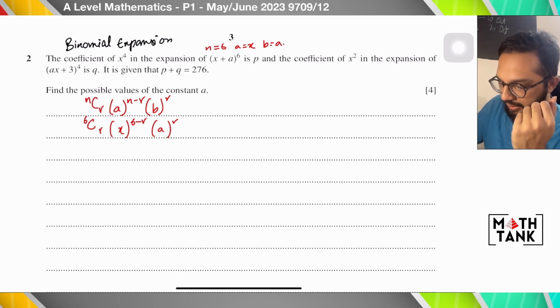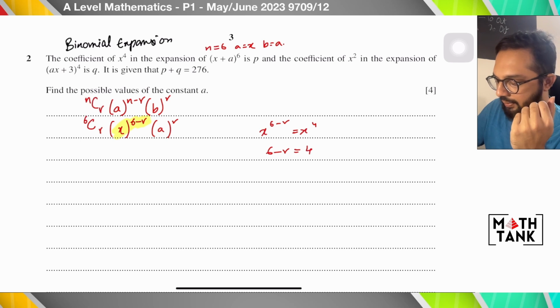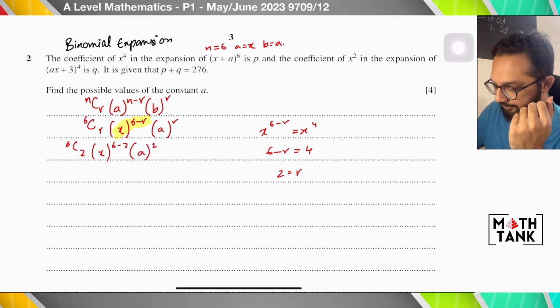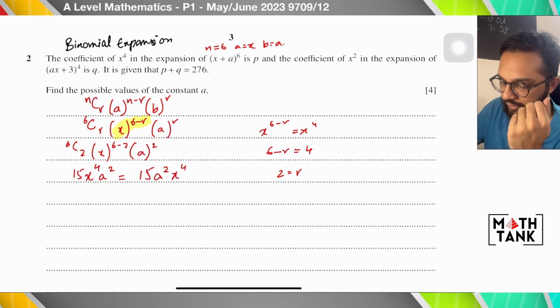Then I'm looking for x power 4, so x power 6 minus r should equal x power 4. So I get 6 minus r equals 4, r equals 2. So 6C2 x power 6 minus 2, a power 2. That gives me 6 into 5 over 2, 15, x power 4, a squared. What is the coefficient? It's 15a squared. So that's the coefficient that I'm talking about. I'm going to highlight that so that I know what to use later on.